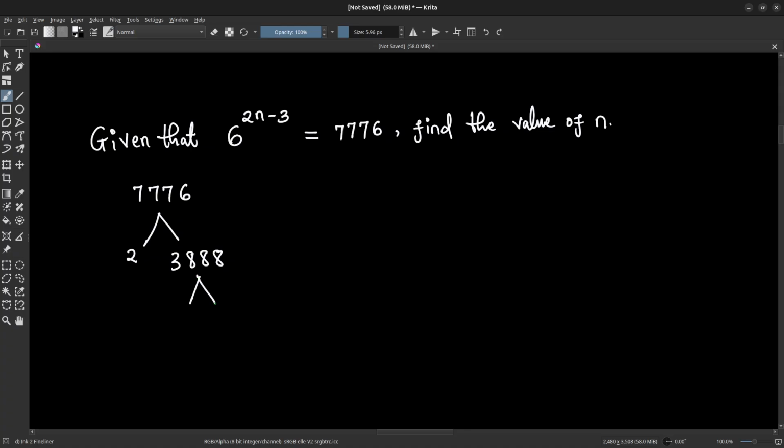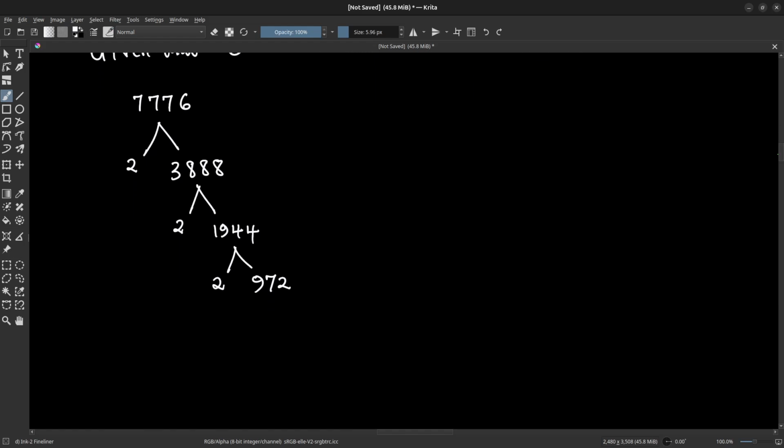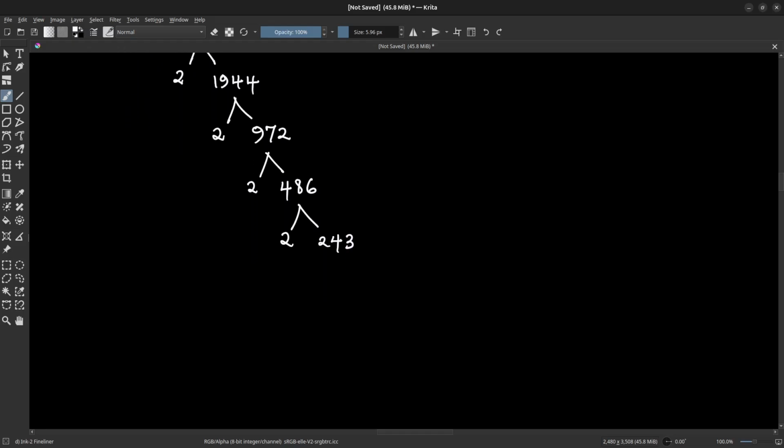3888. And then we can still divide this by 2 again. So 3888 divided by 2, that's going to give us 1944. Again, we can still divide this by 2, and that's going to give us 972. We can still divide that by 2. So by 2, this becomes 486. Again, we can go by 2. This becomes 243. So at this point, we cannot divide anymore by 2, but we can divide by 3.